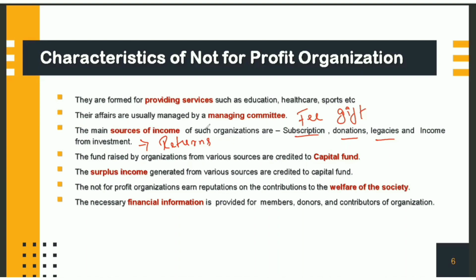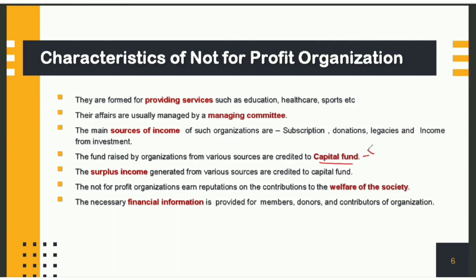Next point, the funds raised by the organization from various sources are credited to capital fund. Now the capital fund here is nothing but the money which is given by the lenders or equity holders. That money is used for the purpose of operating the organization, or we can say, to run an NPO, the fund is required. The fund raised by the organization from the various sources is credited to capital fund.